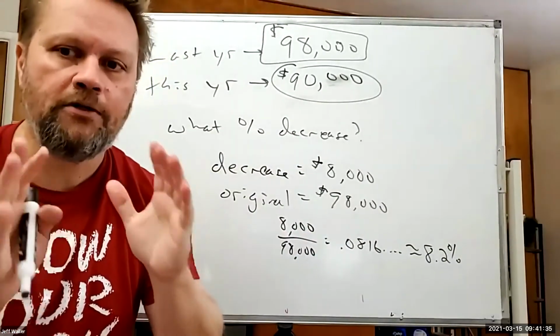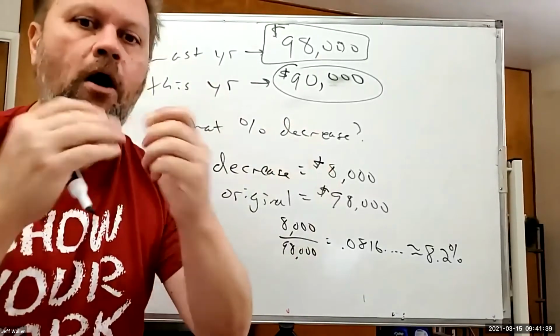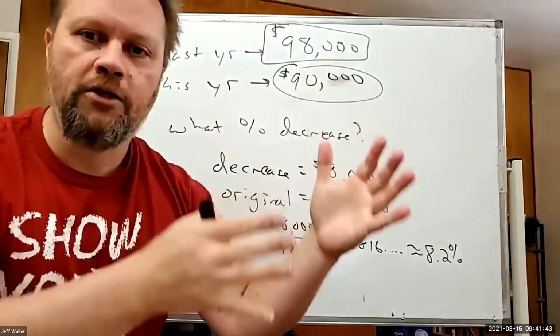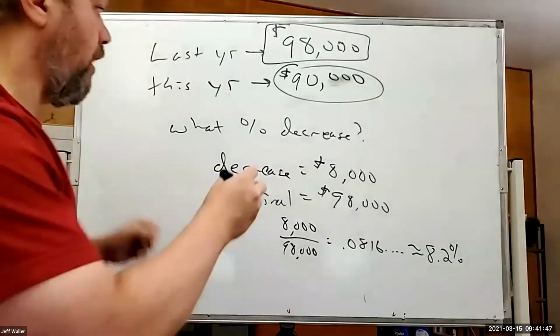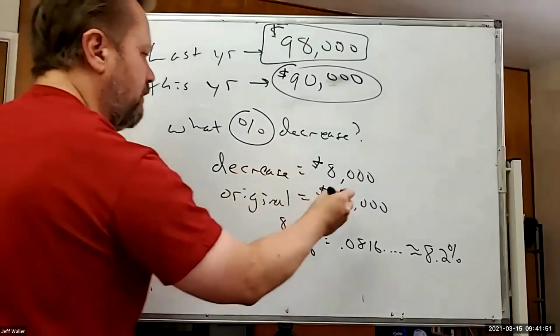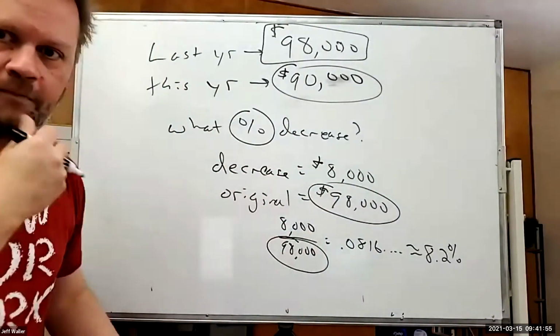$98,000 last year. That amount decreased by 8.2%, got me to 90,000. What am I taking 8.2% of? 98,000. I'm always taking the percentage of where I used to be. From the original, yes. Original. That's why to get the percentage, if I don't know what the percentage was, it's got to be based on where it started.